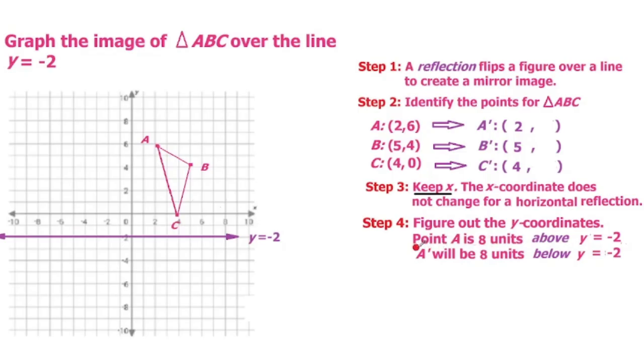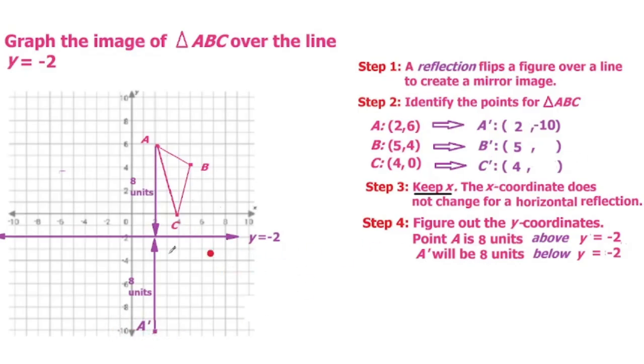So for A, point A is 8 units above y equals -2. Let's look at that. So here's our line y equals -2, and it's 1, 2, 3, 4, 5, 6, 7, 8 points above. So A prime will be 8 units below y equals -2. So how's that going to look? Here's the 8 units above. Here's the 8 units below, and this is where you put it. And notice that the x value stays the same. It has not changed at 2, right? 2, -10. That's the new spot for A prime.